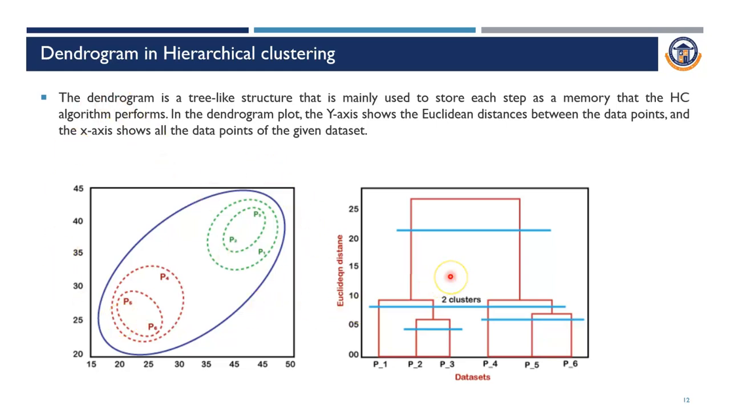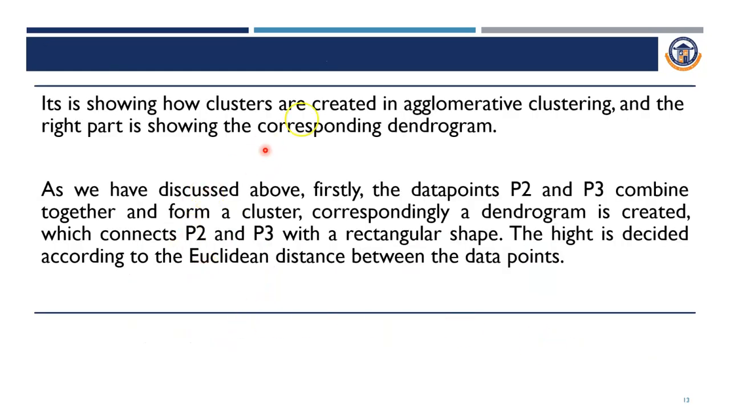So we have two types of graphs available. The first one shows the data points based on the linkage methods. The second one represents the dendrogram structure, which is like a tree structure. The same y-axis considers the Euclidean distance, like 0 to 5, 10 up to 25. The bottom is represented by our number of data points, P1 up to P6. We consider six data points. Here it shows how clusters are created in agglomerative clustering, and the right part shows the corresponding dendrogram.